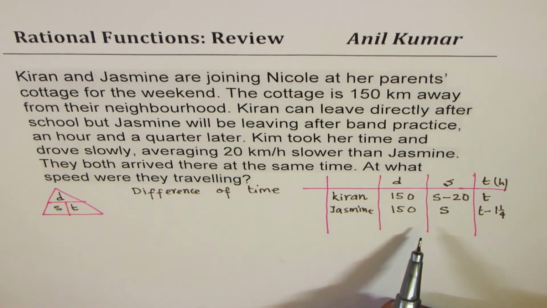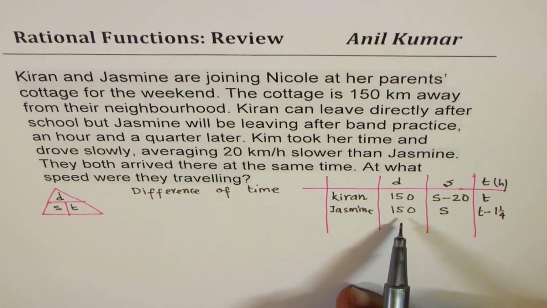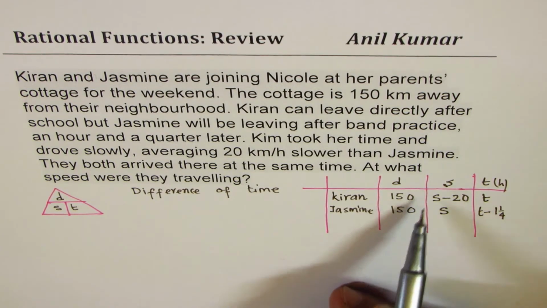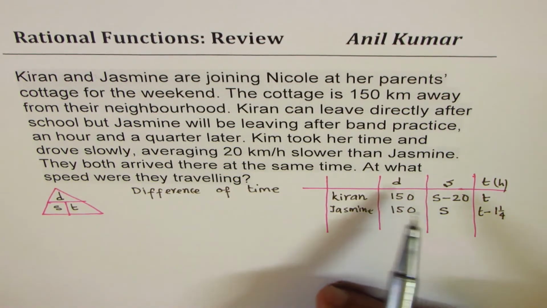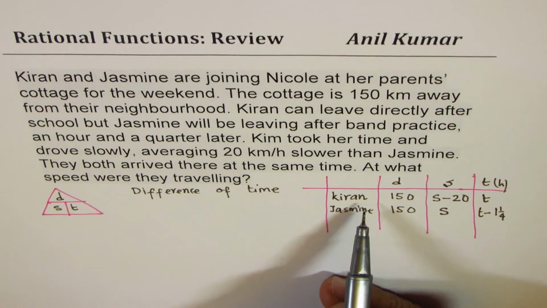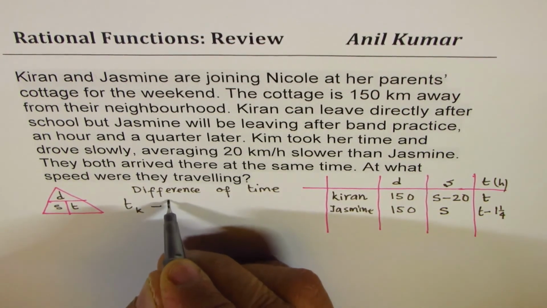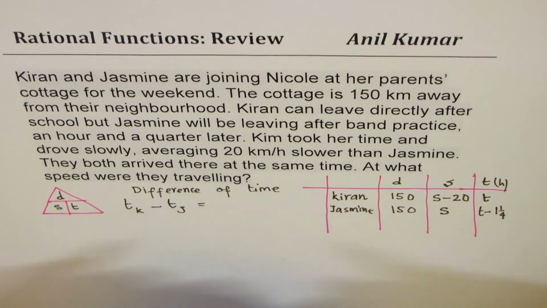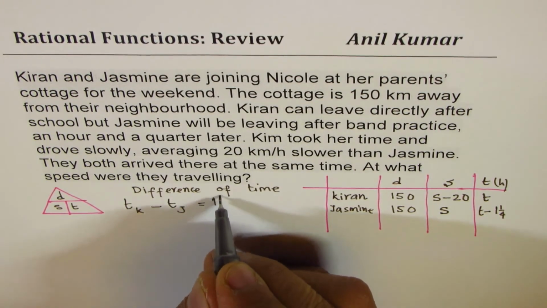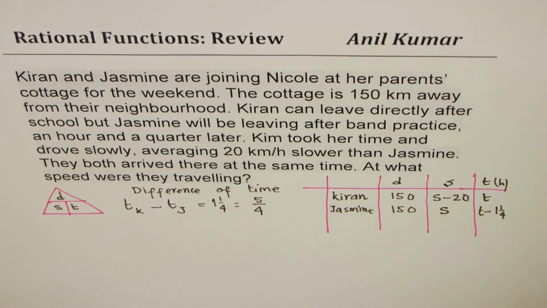How do we get our equation? Simple. We find time for both and say the difference in time is how much? 1 hour and a quarter later. Do you get the idea? So who takes longer? Kiran takes longer. So we'll do time for Kiran minus time for Jasmine should be 5 over 4. Does that make sense to you? Correct? So that is how you can build an equation.